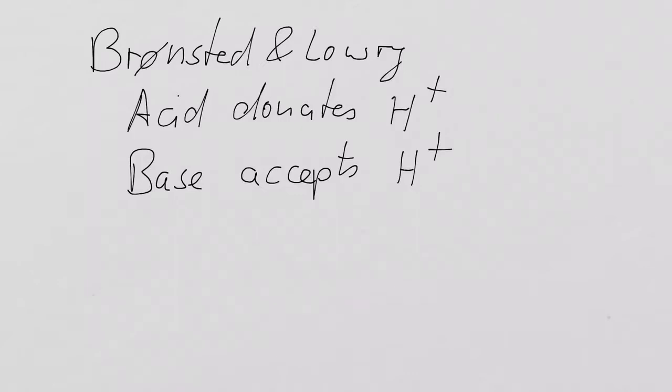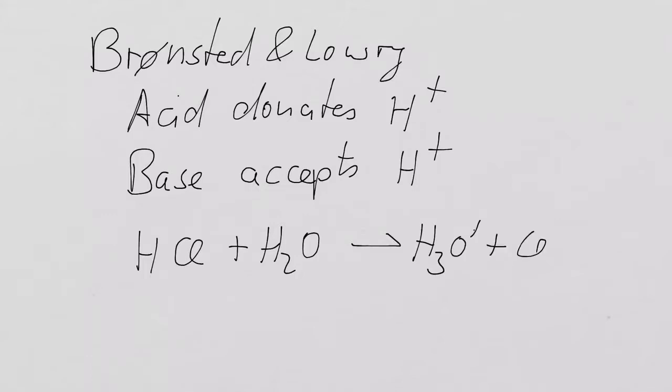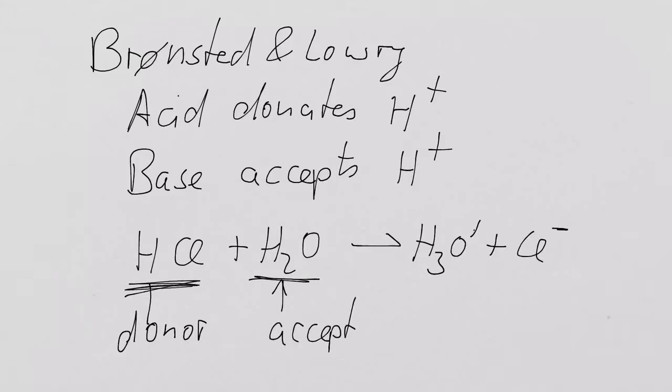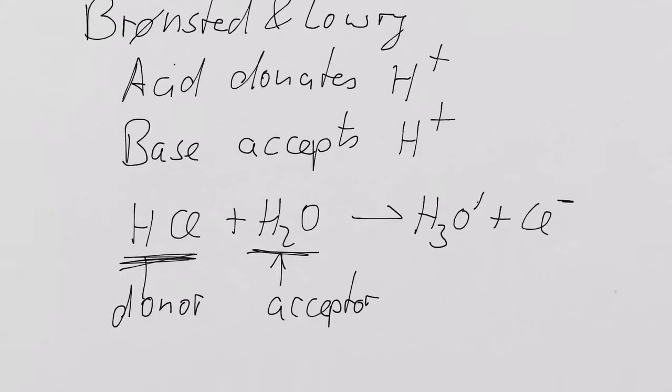And if we look at our HCl example, HCl plus H2O gives H3O plus plus Cl minus. Who is donating protons? HCl is donating protons. Who is accepting the protons? The water is accepting the protons. So, donor, acceptor. Okay? Now, this would be a typical case of an Arrhenius system because we've got water there.